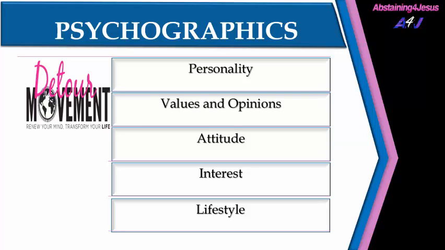Okay, psychographics. When you talk about psychographics, we have 5 listings on here: personality, values and opinions, attitude, interests, and lifestyle. All these things are important because, again, you have to be aware of who you are serving, what type of people you're serving. When it comes to Detour Movement Incorporated, we have to take all of these things into consideration because we have women from all over the United States. And they all have different issues and problems they're dealing with as it relates to their life, their relationships, their marriage, and things of that nature. So we have to take all of these things into consideration when we're offering them a product and service.